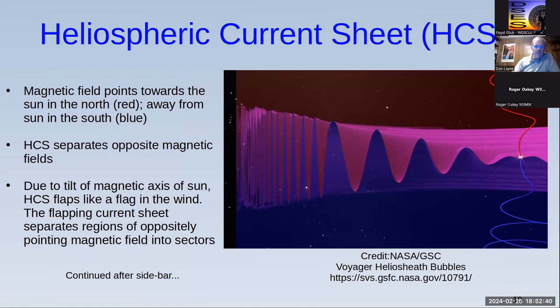Opposite fields are separated by this current sheet. So we know, like we said before, a rotating magnetic field generates a current sheet.